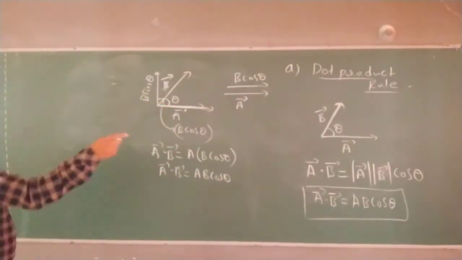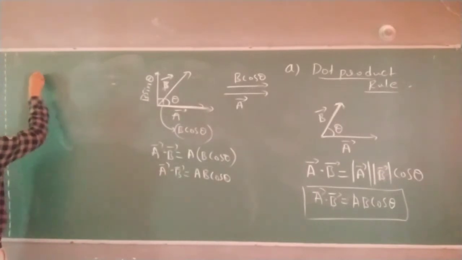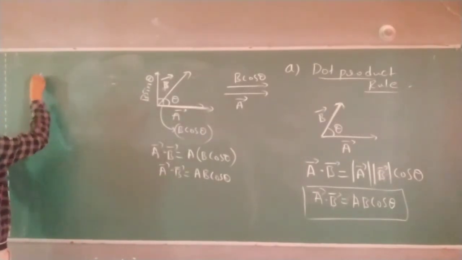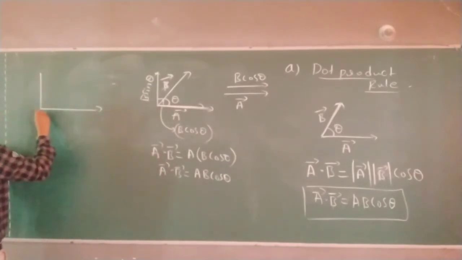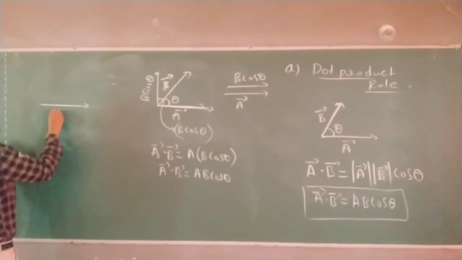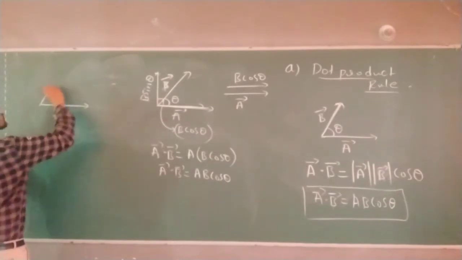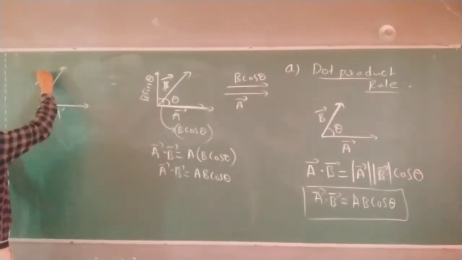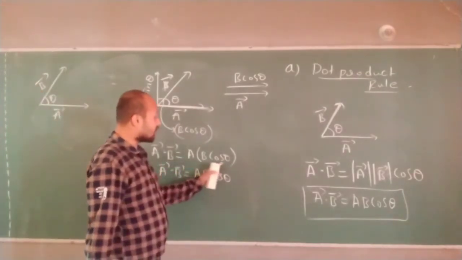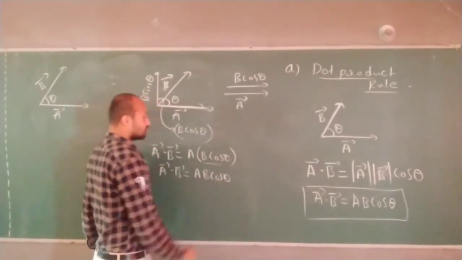Now imagine the same condition I will take again. Imagine this is vector A. The angle between them is how much? This is vector B. The angle between them is theta. Now A into B cos theta. I have taken the component of B, B cos theta, right?